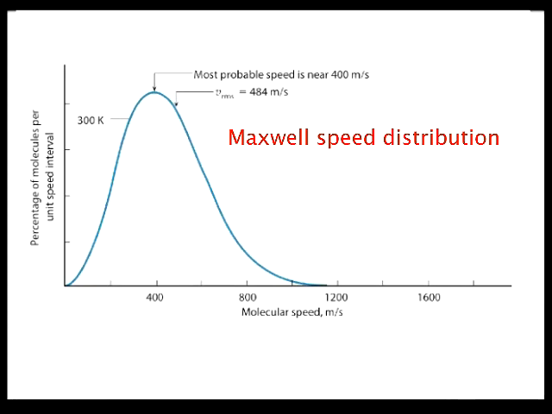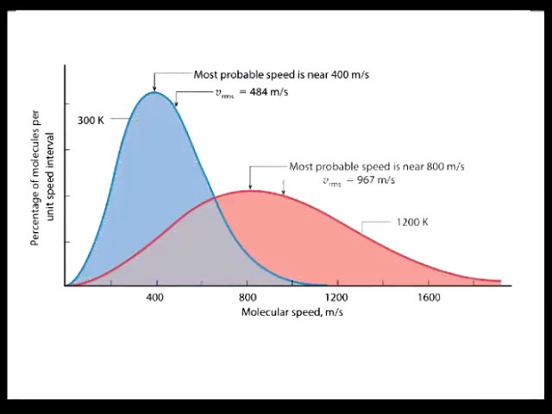Here we show the Maxwell speed distribution curves for a gas at two different temperatures. When the temperature is 300 K, the maximum in the curve indicates that the most probable speed is about 400 meters per second. At a temperature of 1200 K, the distribution curve shifts to the right, and the most probable speed increases to about 800 meters per second. To give you an idea of how fast these particles are really moving, the speed of sound in air is about 343 meters per second.